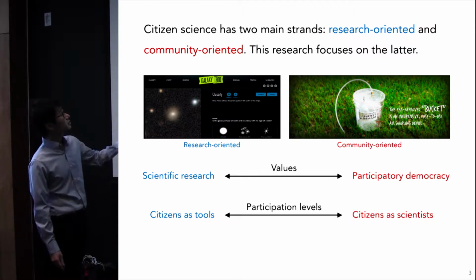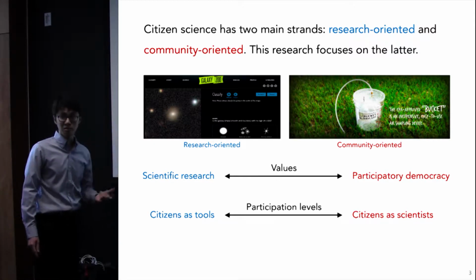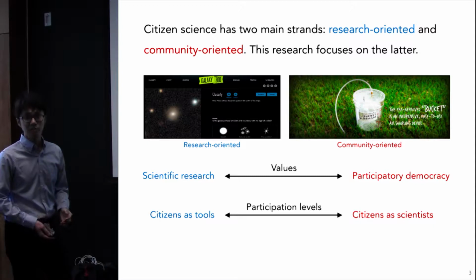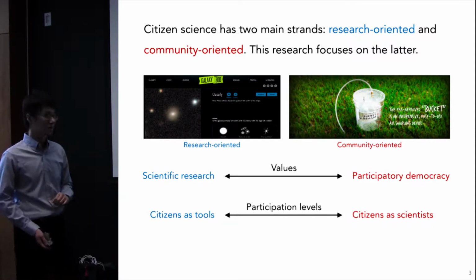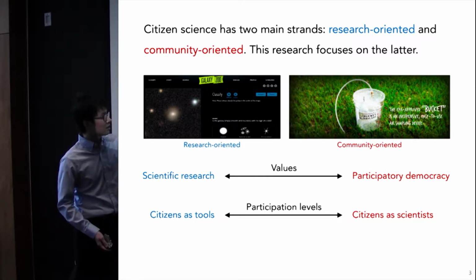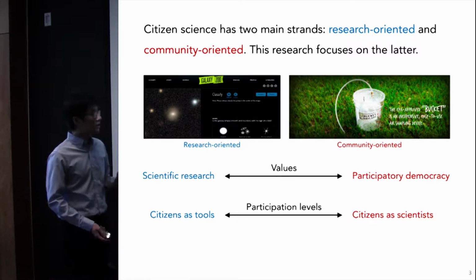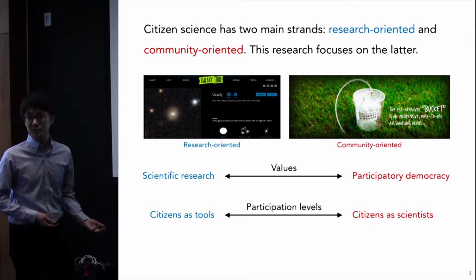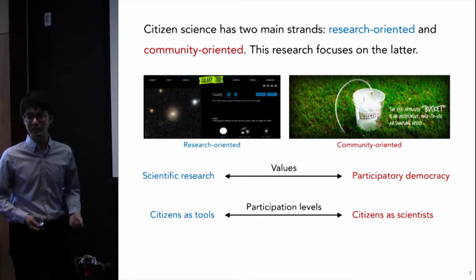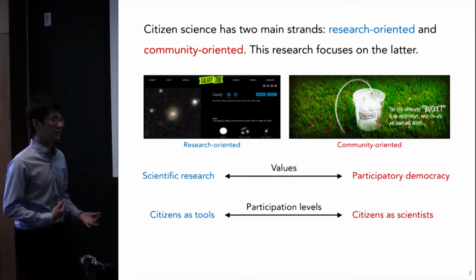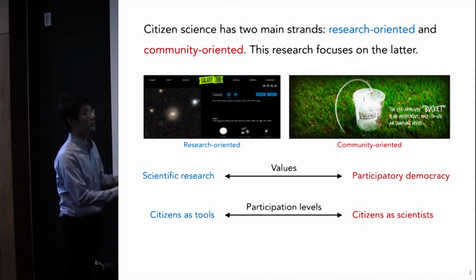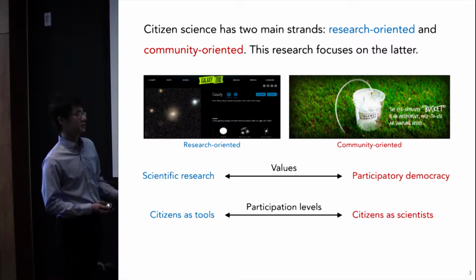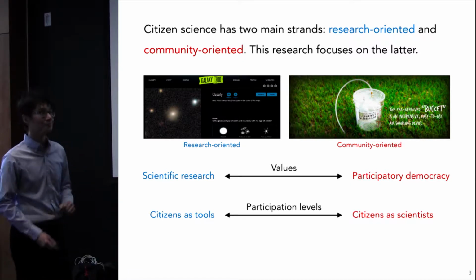So in the Galaxy Zoo project, it makes more sense to treat citizens as sensors to provide labels for a large amount of galaxies. And for citizens as scientists, it makes sense because communities have local attachments to their concerns. So it makes more sense to treat citizens as scientists that can help design the system features together with experts.